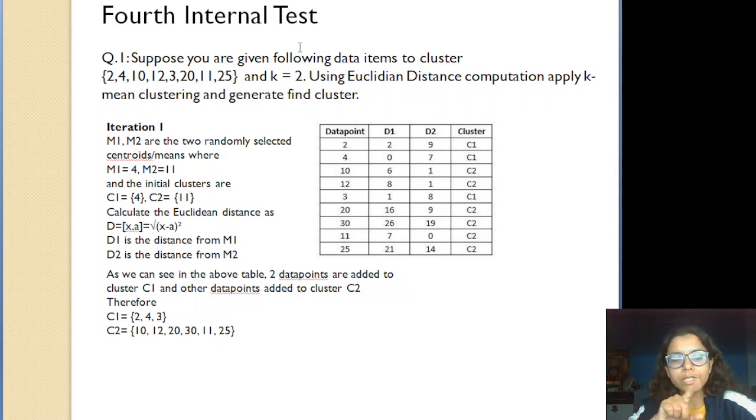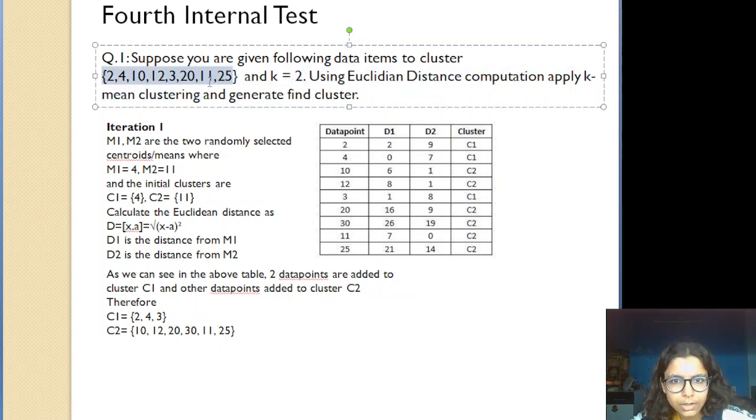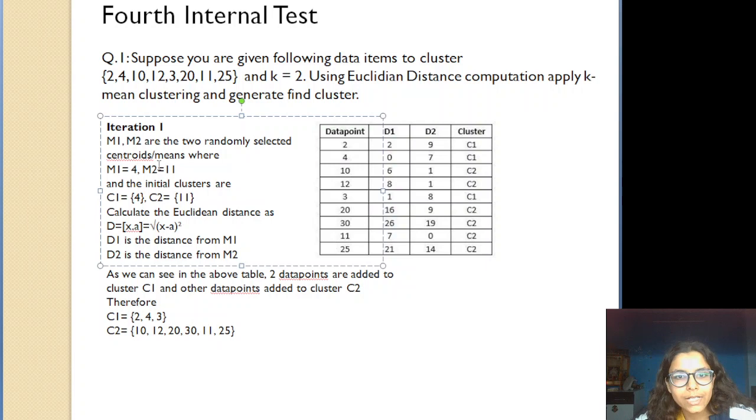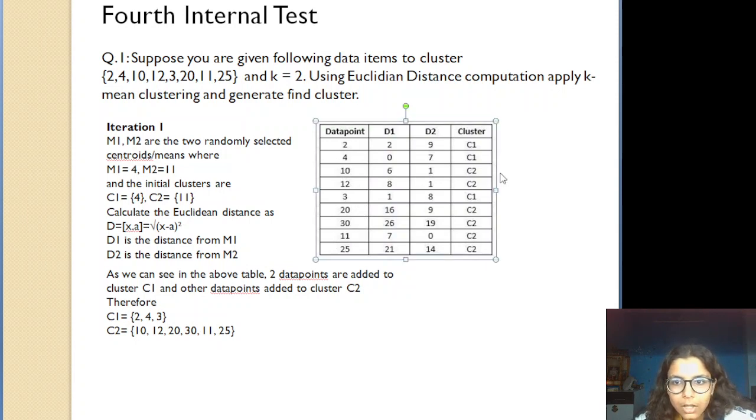Okay, so in the first iteration we take two values, m1 and m2, by random selection from the data points that we are given here. You can see the data points: 2, 4, 10, 12, 3, 12, 20, 11 and 25. We have taken m1 as 4 and m2 as 11. So the initial clusters are C1 equals 4 and C2 equals 11.